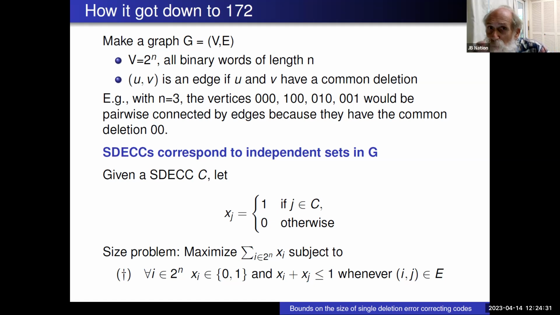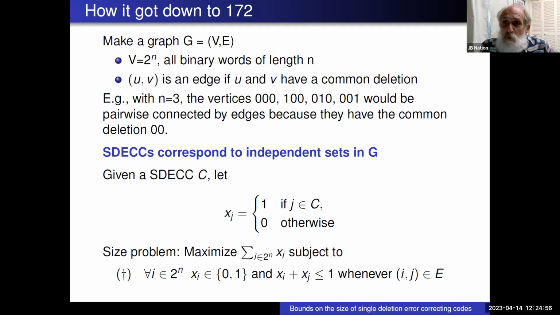Namely, you make a graph. So the vertices are all binary words of length n. So it's a big graph, okay? Because it's not like n equals 12 or 13 or something. And you put an edge between two words if they have a common deletion. You have to sort of imagine this because it's too big to draw.